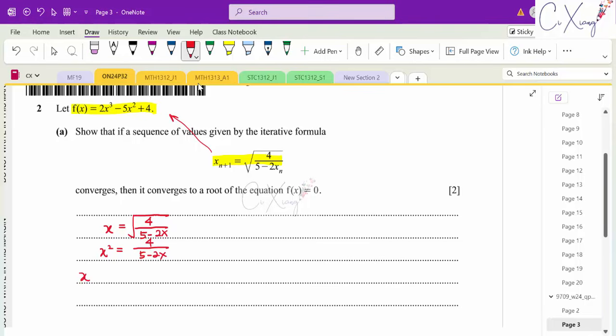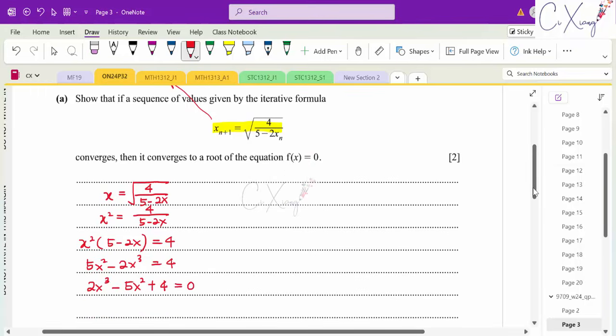Then after that, I multiply the denominator up to the other side. So I'm having 5x squared minus 2x cubed equals 4. Then I further rearrange my equation here. I'm having 2x cubed minus 5x squared plus 4, and it should equal 0. So from here you can see clearly that we already get f(x) equals 0, right?